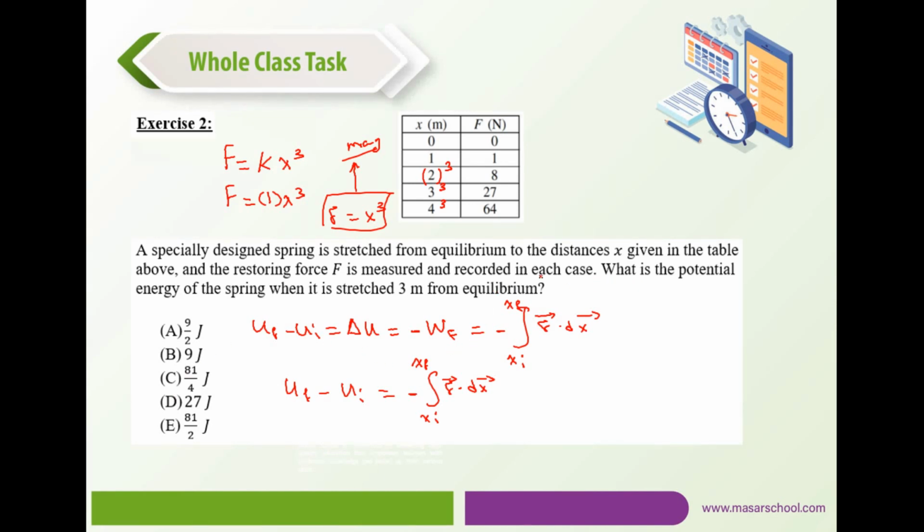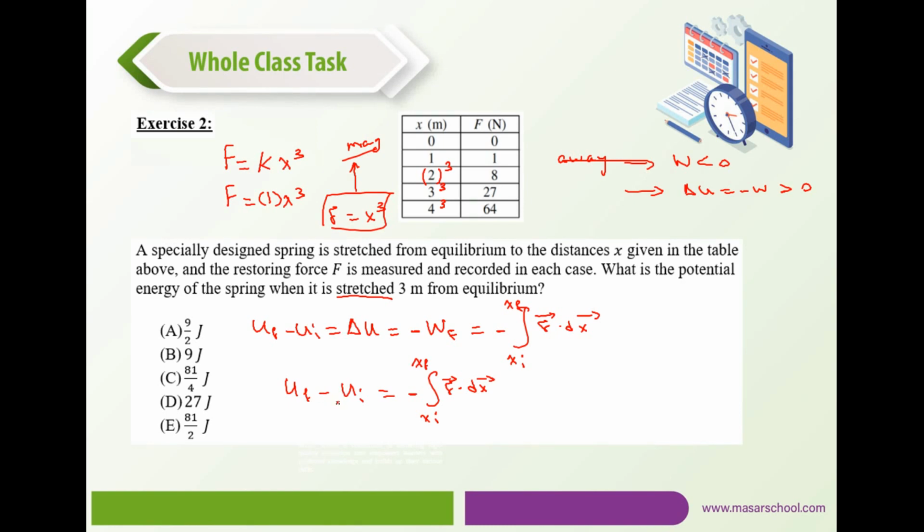This is one thing. Another thing, you can think about the problem as follows. Now they're telling you that we're stretching the spring, so we're moving away from the equilibrium position. Away means that the work would be negative. Negative work, according to this relation, means that the change in potential energy would be positive. So delta U is positive.